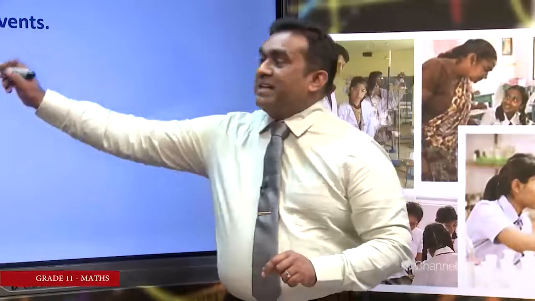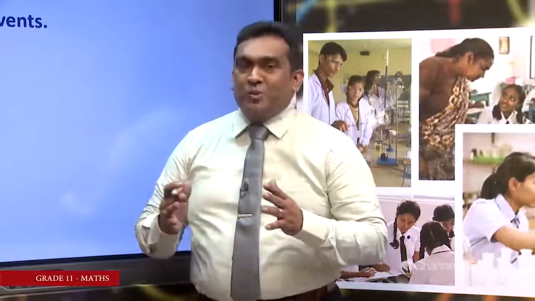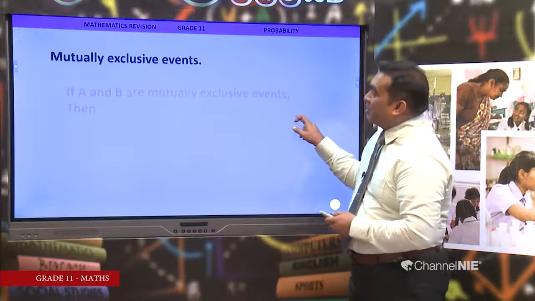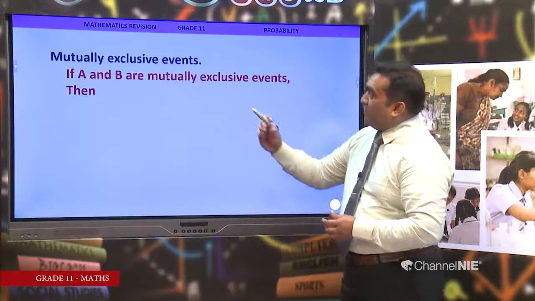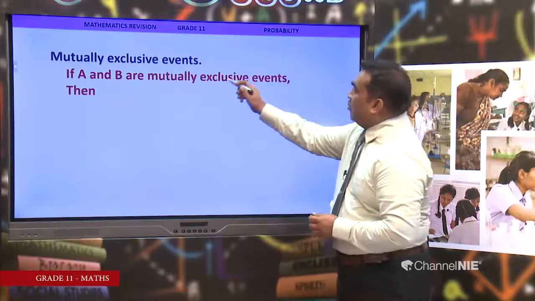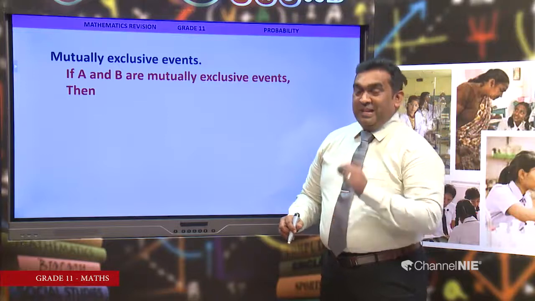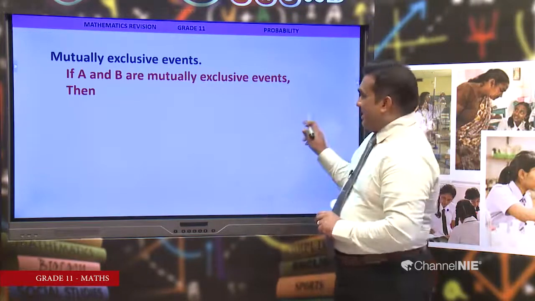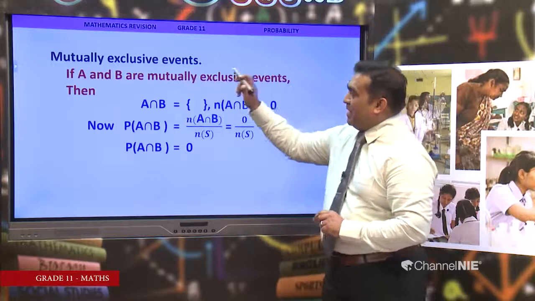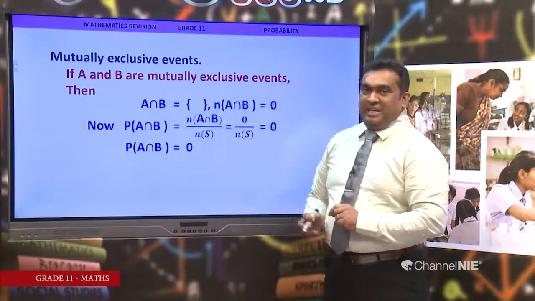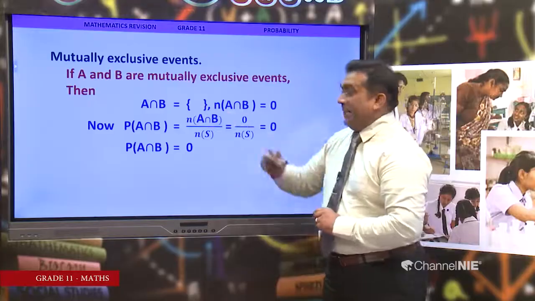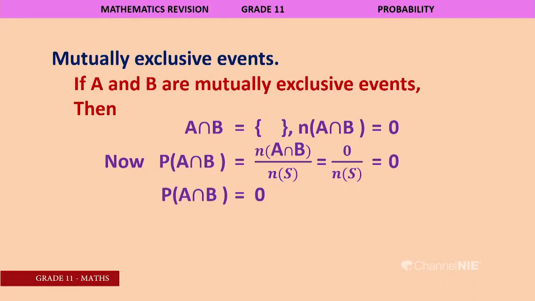Now we are going to discuss mutually exclusive events. We will see the definition of mutually exclusive events. If A and B are mutually exclusive events, then there is a condition. What is the condition? A intersection B is a null set, no elements in that set. Therefore, the number of elements of A and B is 0.